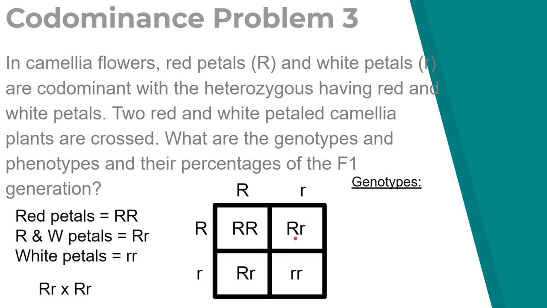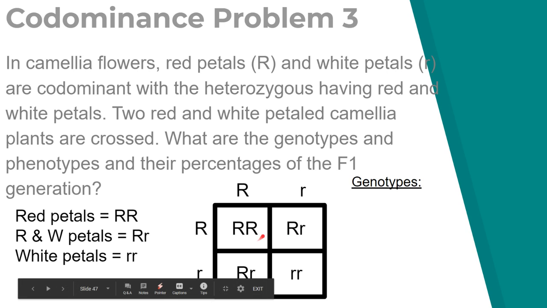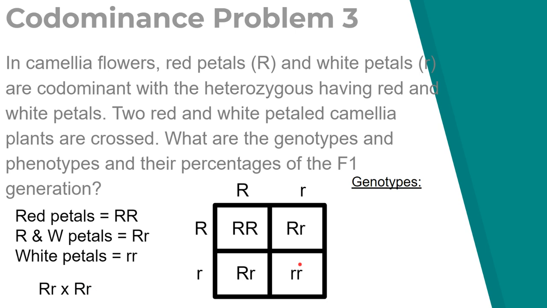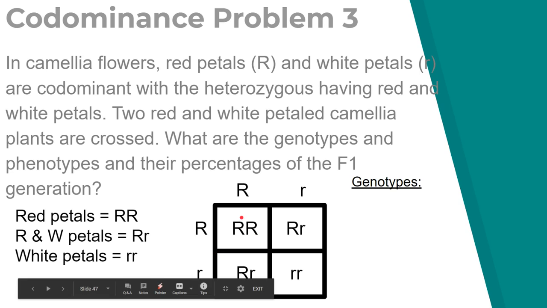Next, we need to go through the genotypes. We see big R, that's homozygous dominant. This is heterozygous, another heterozygous, and a homozygous recessive. Remember, homozygous means 2 of the same. Heterozygous means 2 different. So this is homozygous, 2 dominant alleles. This is homozygous recessive, 2 recessive alleles. And these are heterozygous, 2 different alleles.